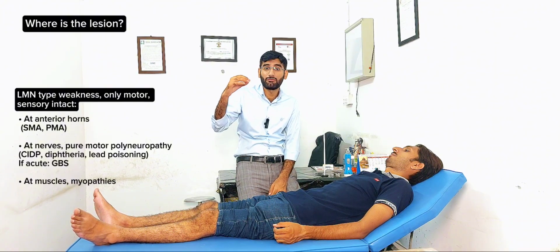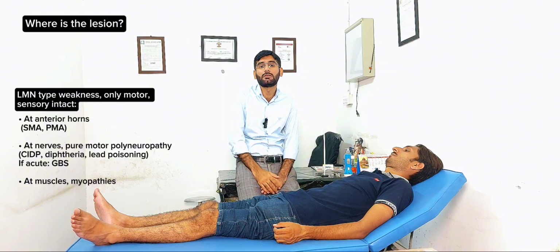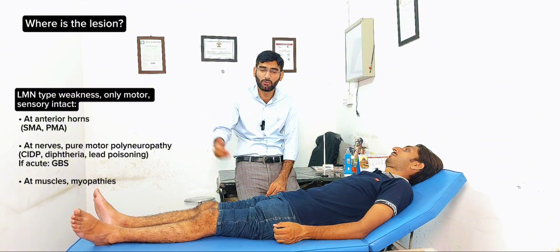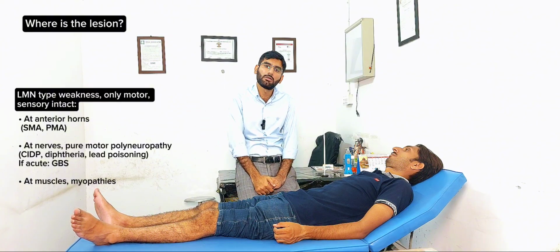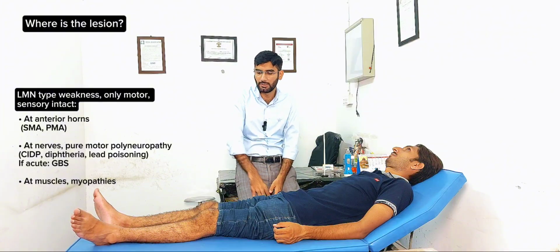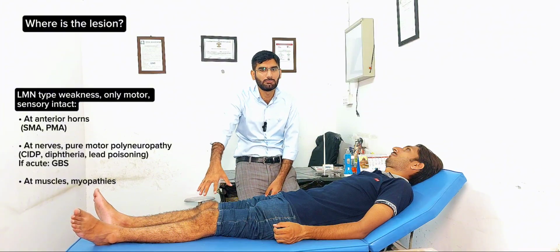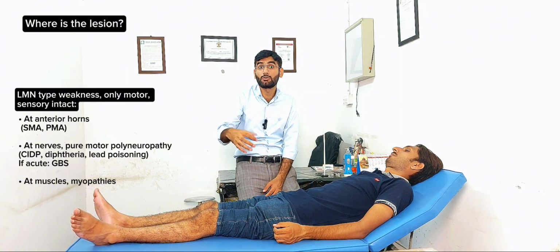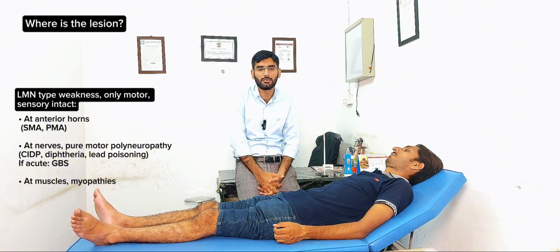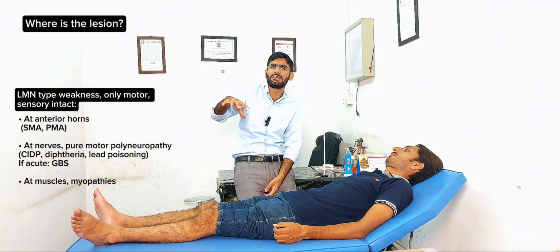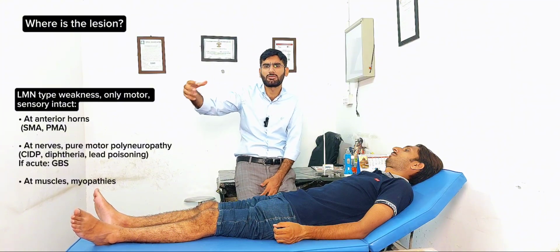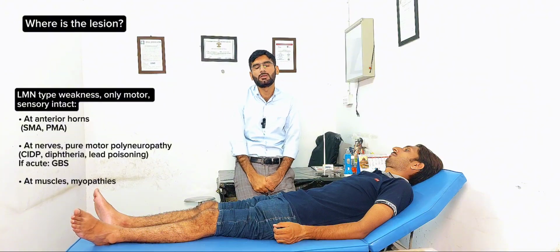If it is at the level of anterior horns, it could be either SMA, spinal muscular atrophy, or PMA, progressive muscular atrophy. If it is SMA, the weakness would be more proximal. Here, in this case, it is distal. So it could be PMA, more likely. But we will need to do further investigations like NCS and EMG to further confirm it.